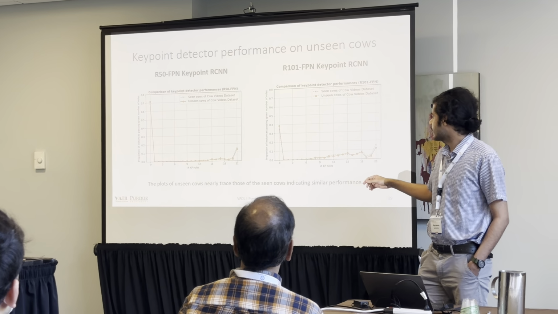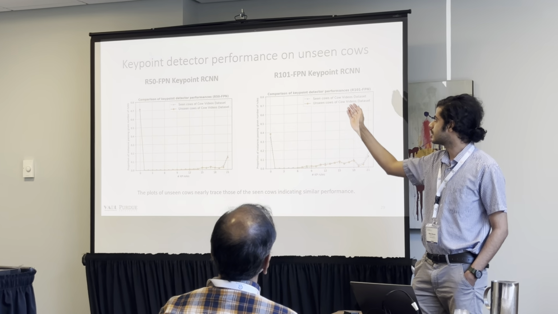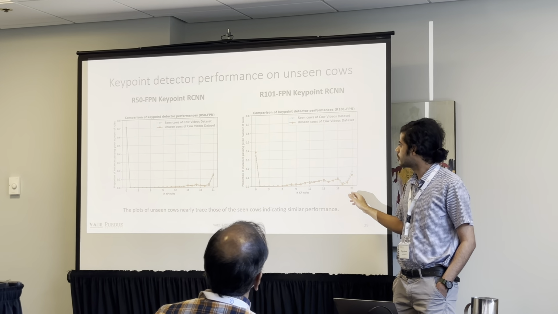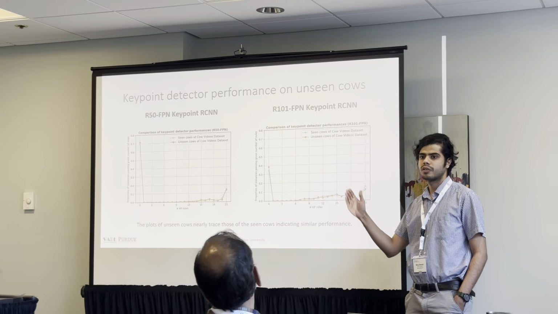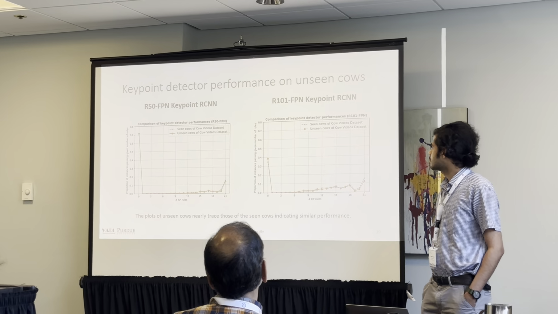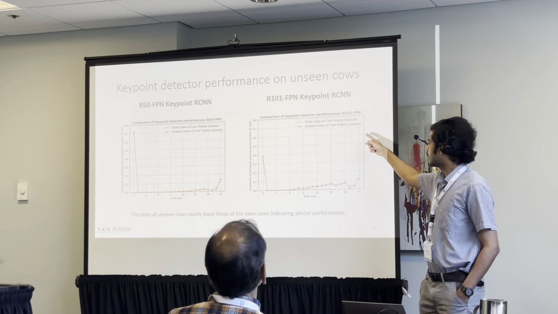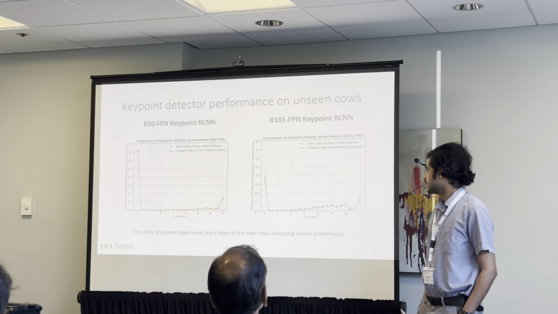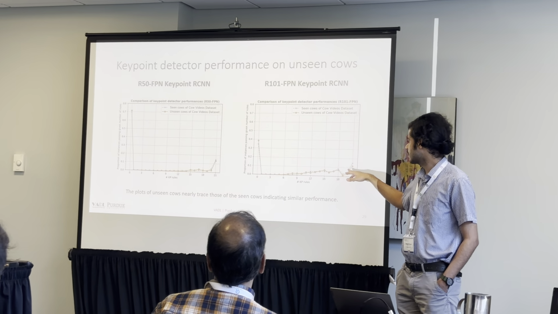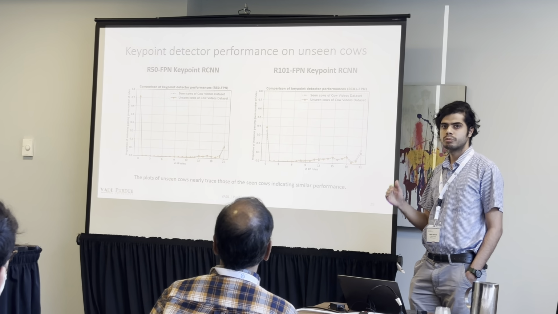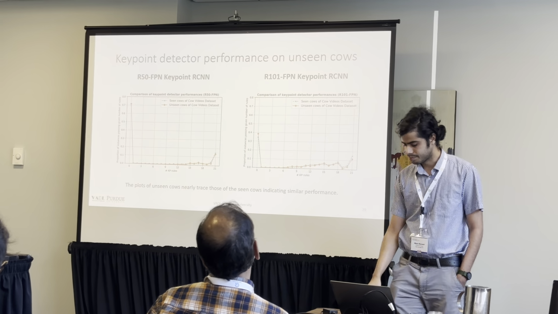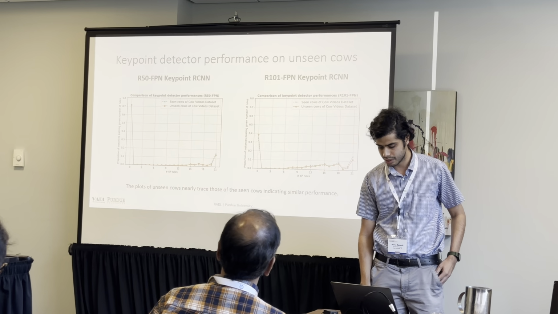We plotted this graph for both Keypoint RCNN that uses ResNet 50 and ResNet 101 backbones. On the x-axis, you have the number of Keypoint rules that are passed. On the y-axis, you have the proportion of all the instances in the dataset that are passing the given number of rules. Blue lines are the seen cows, and the orange lines are the unseen cows. You see that the plots of the unseen cows trace that of the seen cows nearly, so they have similar performance. This proves that the key point detector can work equally well on unseen cows, on those 11 unseen cows that I spoke about earlier.